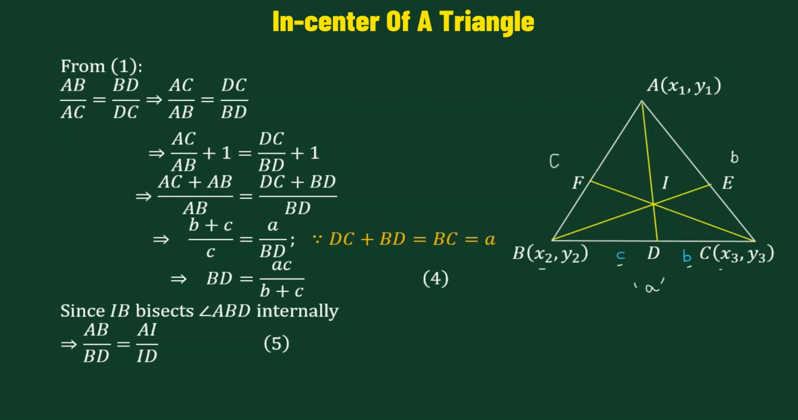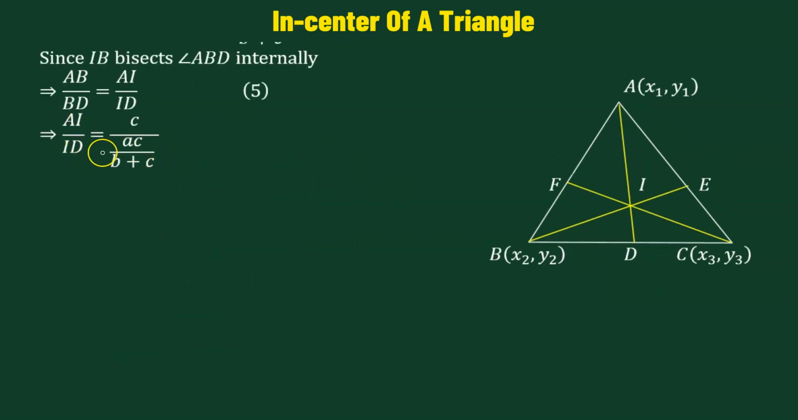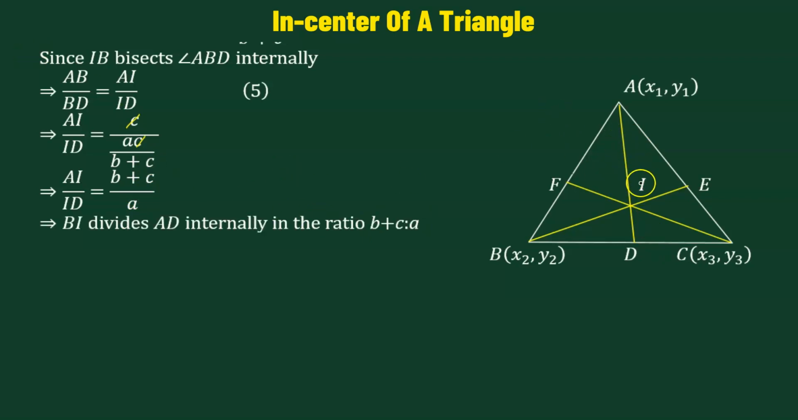So let's do that as well. The ratio AI to ID will be equal to, we have replaced the value of AB with c, and the value of BD, which we obtained as AC over b plus c. So here we can factor out c from both the numerator and the denominator, and this is going to give us b plus c over a. So that means the point I is dividing the line AD in the ratio b plus c to that of a. So we have obtained a ratio in which BI is dividing AD.